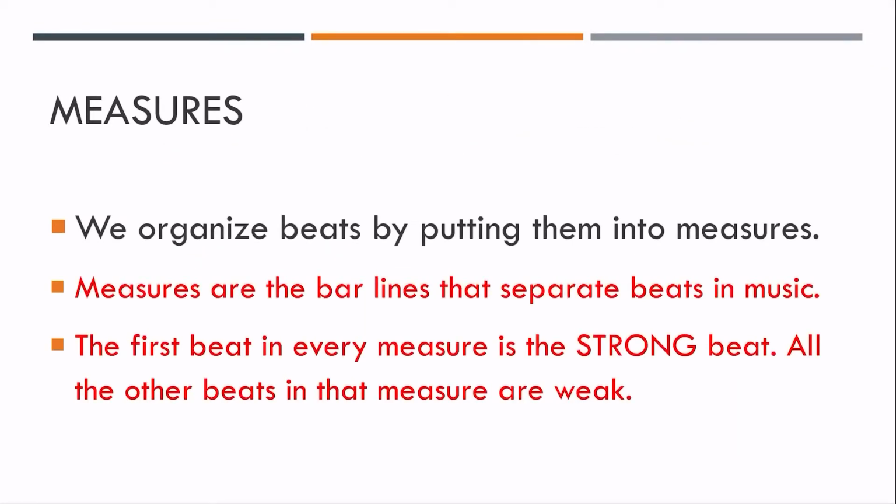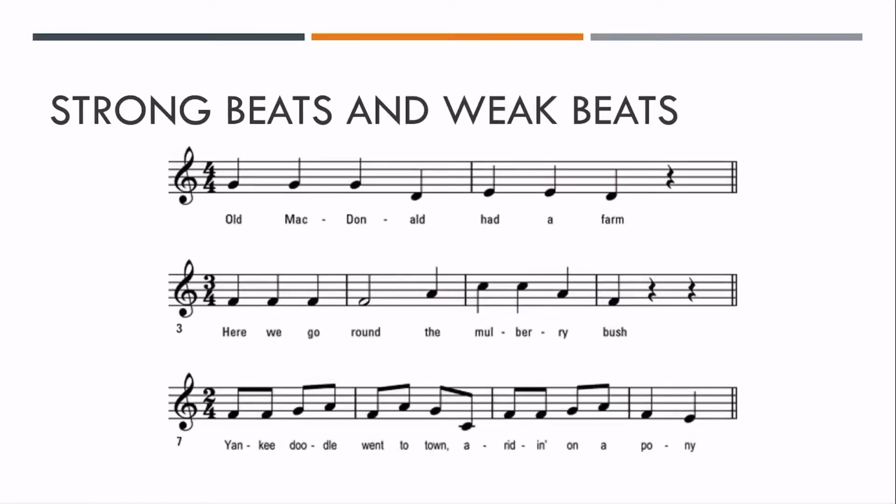The first beat in every measure is the strong beat. Okay, the first beat in every measure is the strong beat. So if the first beat in every measure is strong, that means that just kind of by default, all the other beats in that measure are weak. Okay, so back to our example here. Let's draw our measures back in. Okay, oops, skipped one. There we go.